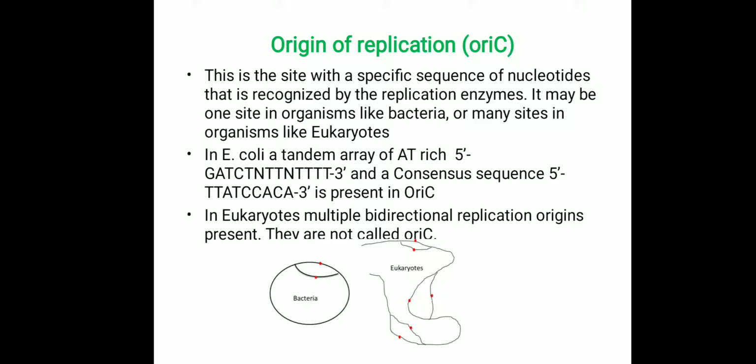In E. coli, the OriC sequence consists of a tandem array, one array consisting of an AT-rich sequence such as GATCTNTTNTTTT, and a few base pairs away, another consensus sequence with TTATCCACA is present in the origin of replication. This sequence is recognized by the initial enzymes involved in DNA replication. They will come, bind and perform unwinding.